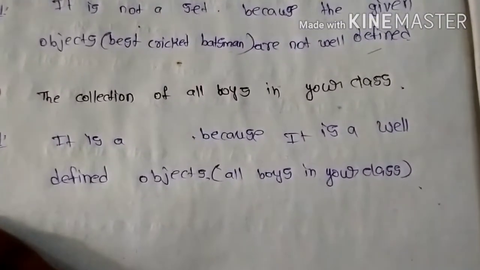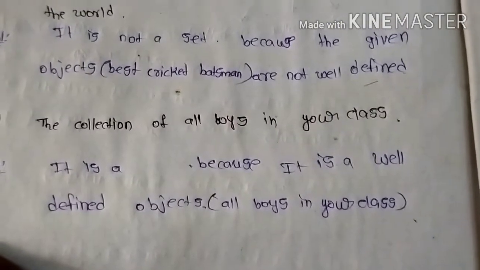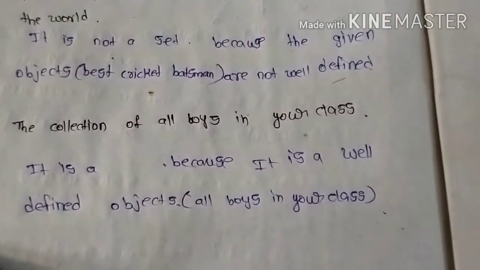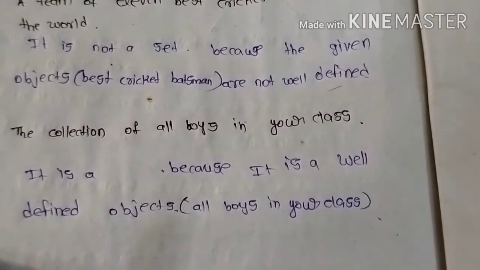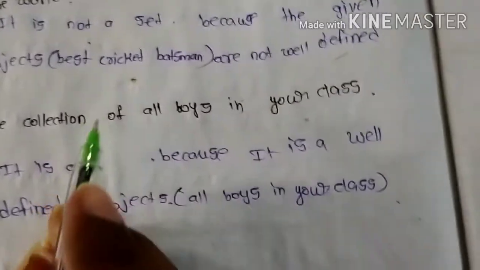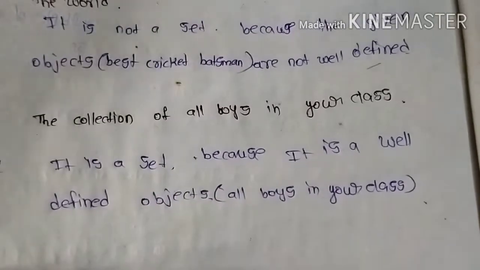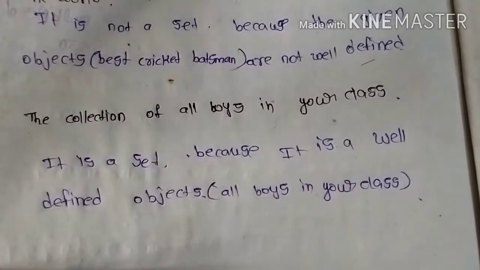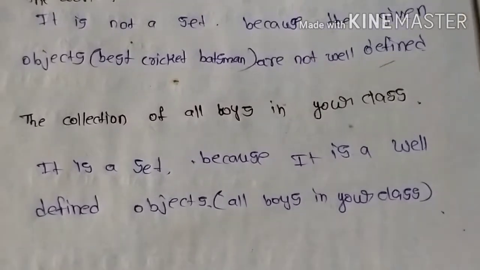Now see another one, the collection of all boys in your class. You know each and every person in your class. If you search for at least half an hour or one hour, can you find how many boys are in your class? Yes, it is possible. It is well defined, so it is a set, because your objects are all boys in your class. In a similar way, you can do the remaining sums in this bit.